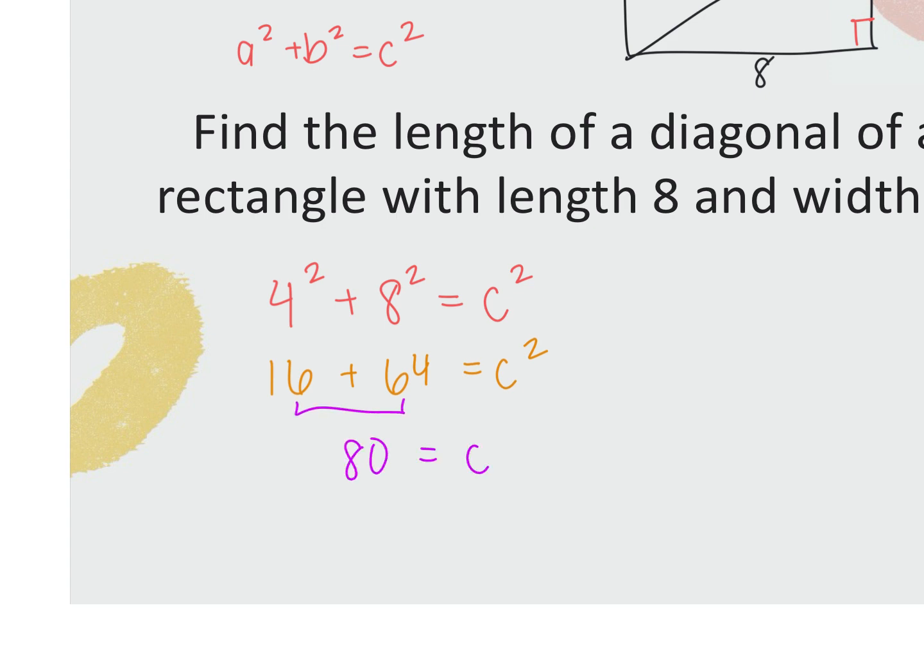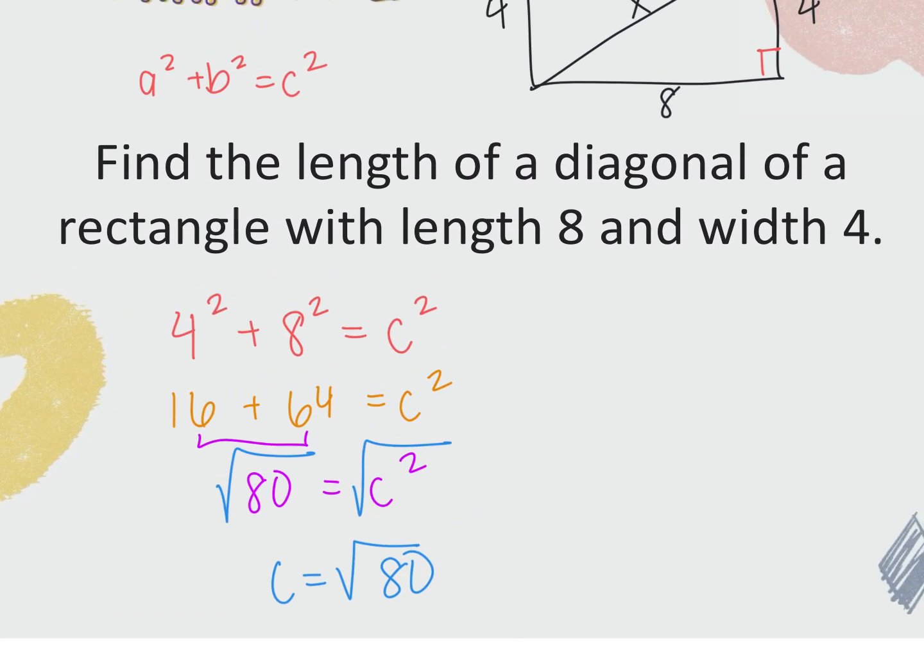80 equals c squared. How do I get rid of that squared? Good, you're going to square root it. So c equals the square root of 80. Go ahead and simplify your radical. Simplifying your radical, you have your 80.